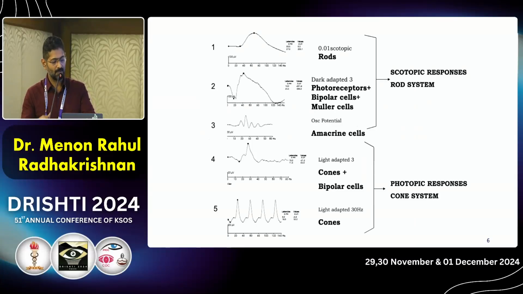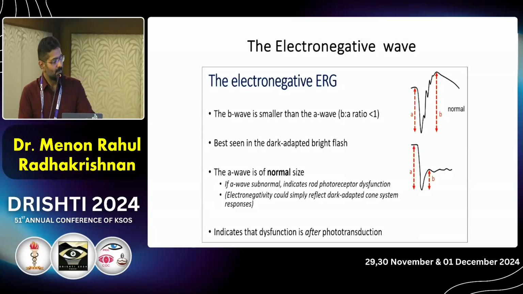Now, this is a normal ERG that we see. We have something called a scotopic response, which is done in a dark adapted state, and you have the photopic response. Simplified, the scotopic response gives you information about the rods, and the photopic response gives you information about the cone system. So you have the single rod response, and you have the combined response and the 30 Hz flicker. This is one thing that we should all know.